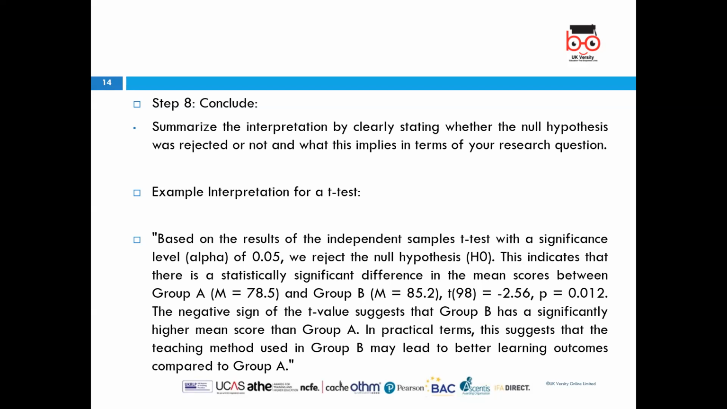So the negative sign in the t value suggests that group B has a significantly higher mean score than group A. So in practical terms, it suggests that the teaching method used in group B may lead to better learning outcomes as compared to group A.